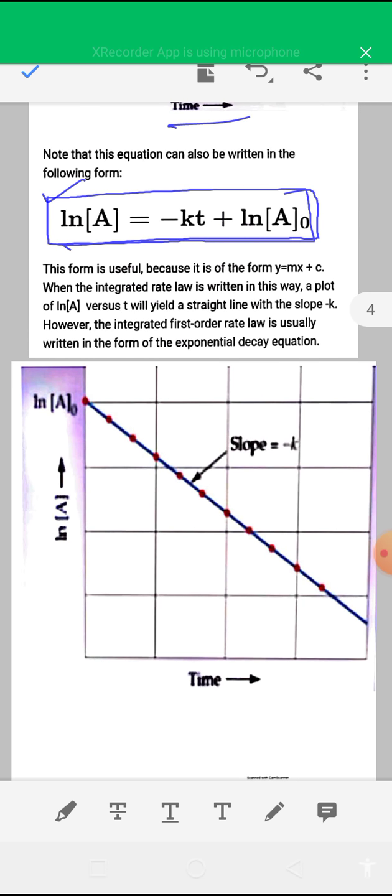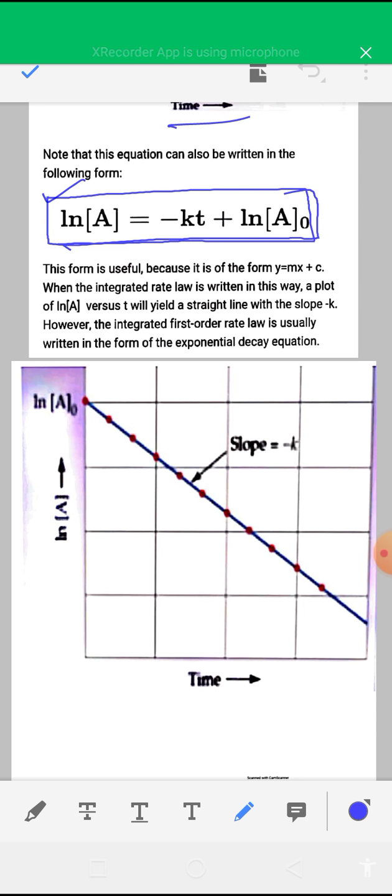Okay, and now if you draw a plot of ln A versus time, then you will get a straight line like this. This is the ln A versus time plot for first order reaction. Okay, you will get a straight line with negative slope.